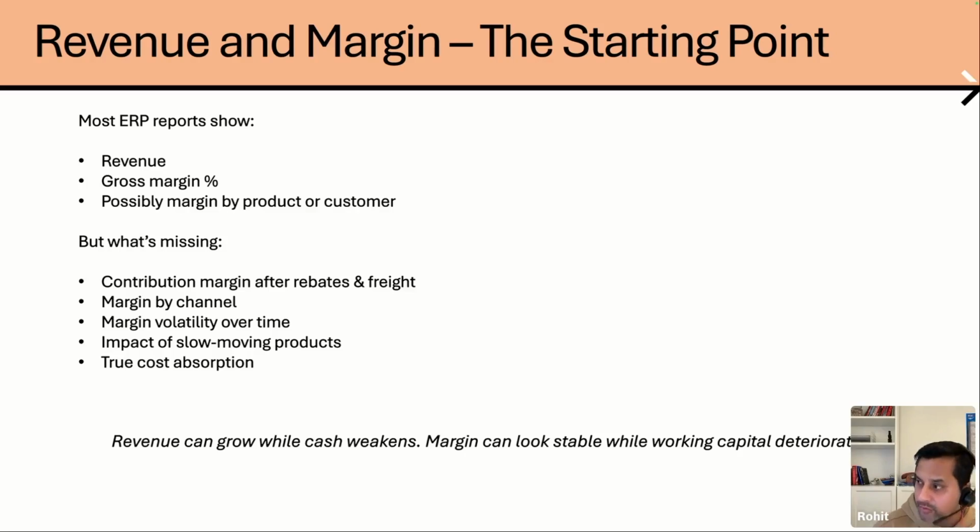Then what about slow moving products? And this is where inventory aging will come into it. But what is the impact on margin for something like that? And of course, cost absorption if you need to do it. So revenue can grow while cash weakens. This is when the collection element comes in. Margin can look stable while working capital deteriorates. And this is the part we will be showcasing during the demo session, where revenue's great, margin is amazing and steady, but working capital may or may not be.